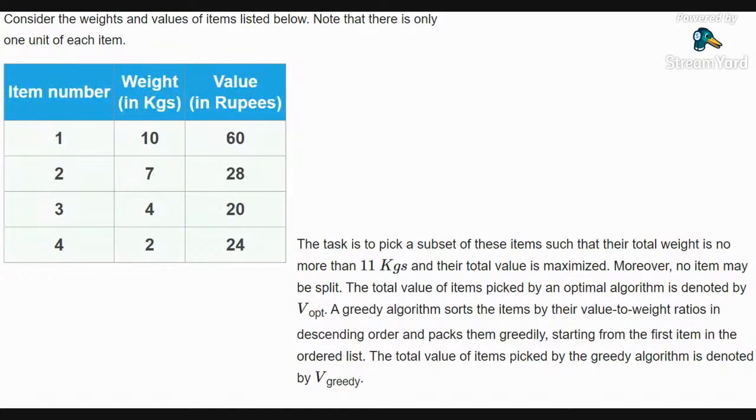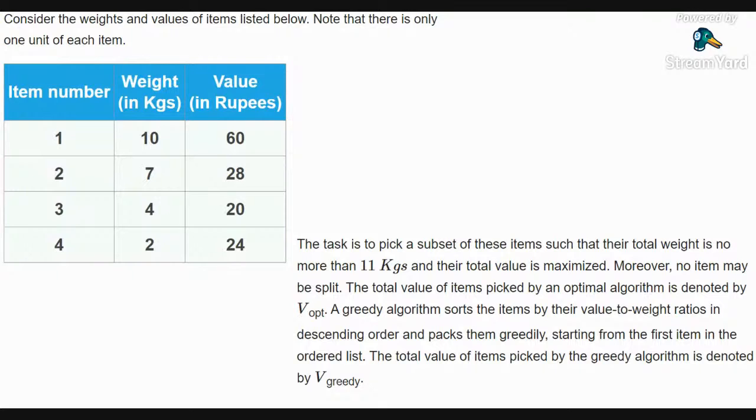Okay, the next question. Consider the weights and values of the items listed below. Note that there is only one unit of each item. So this is nothing but the knapsack problem. The task is to pick a subset of these items such that the total weight is no more than 11 kg. So 11 kg is the knapsack capacity, and the total value is maximized.